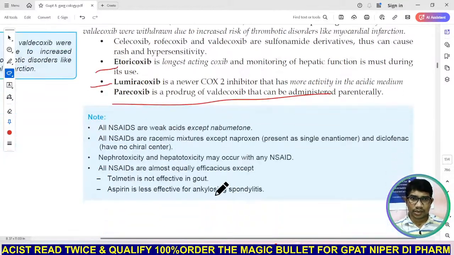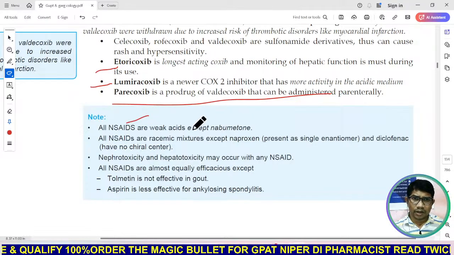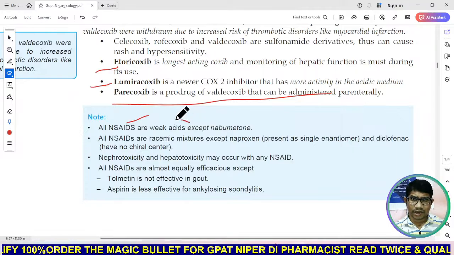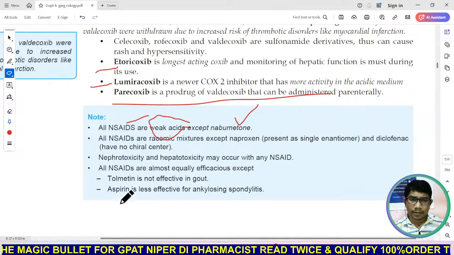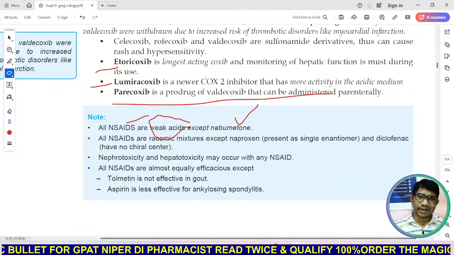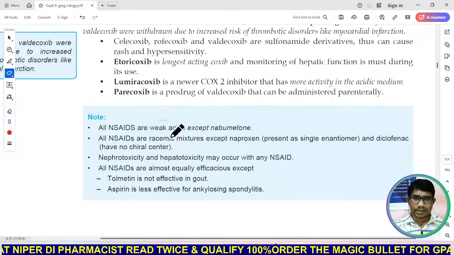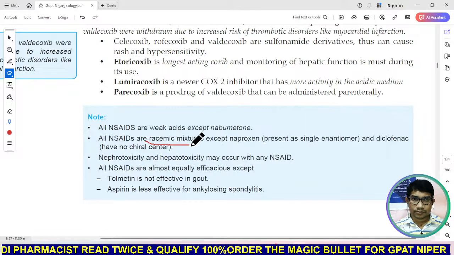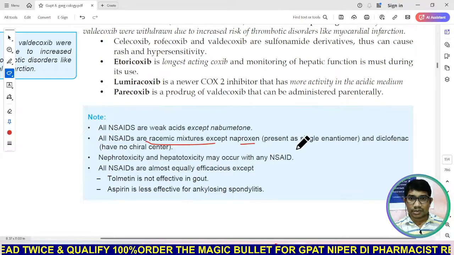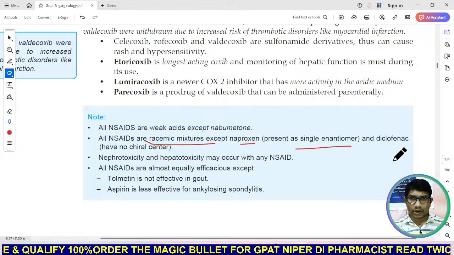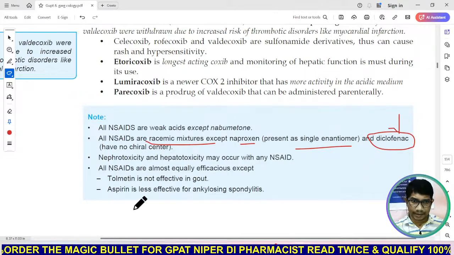यहाँ पे ये कुछ पॉइंट्स है, याद रखना है. तो ऑल NSAIDs जितने भी नॉन स्टेरॉइडल एंटी इंफ्लेमेटरी है, all are the weak acids. They are the weak acidic drug except nabumetone. All NSAIDs are the racemic mixture. देखो, all NSAIDs are the racemic mixture except naproxen. Naproxen is present as a single isomer. Diclofenac does not have any chiral activity. डाइक्लोफेनाक में कोई कायरल सेंटर है ही नहीं.